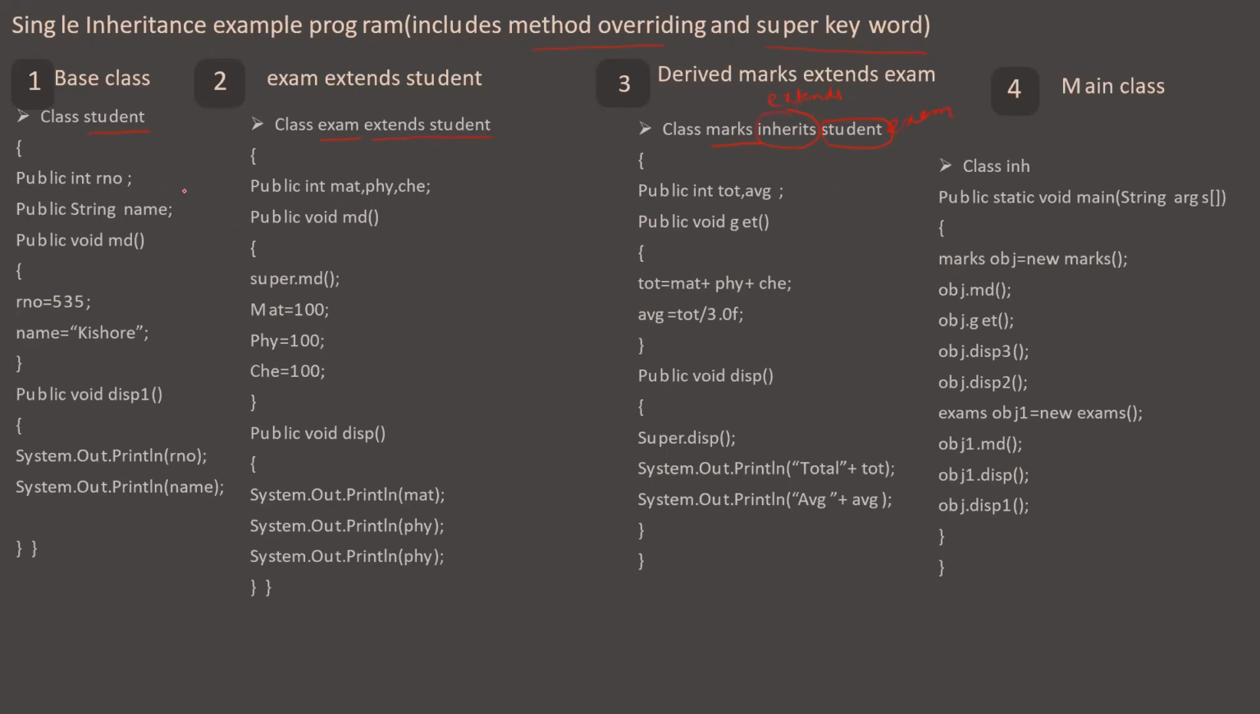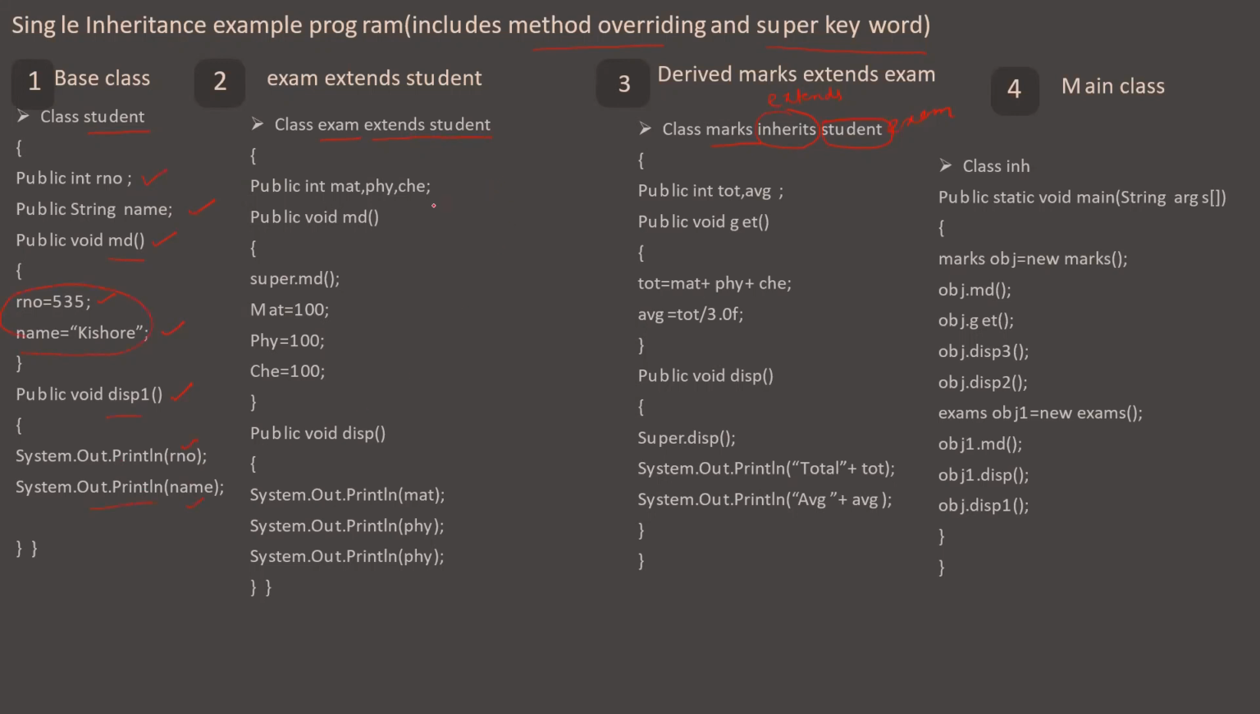Just see here, in this class student, I've created roll number and name. I've created one method which takes roll number as well as name, and I'm creating a display method in which I'm displaying roll number and name. Is the first class clear for you? Student: two variables, roll number and name, one method for assigning the values, and one more method for displaying those values. This is clear, right?